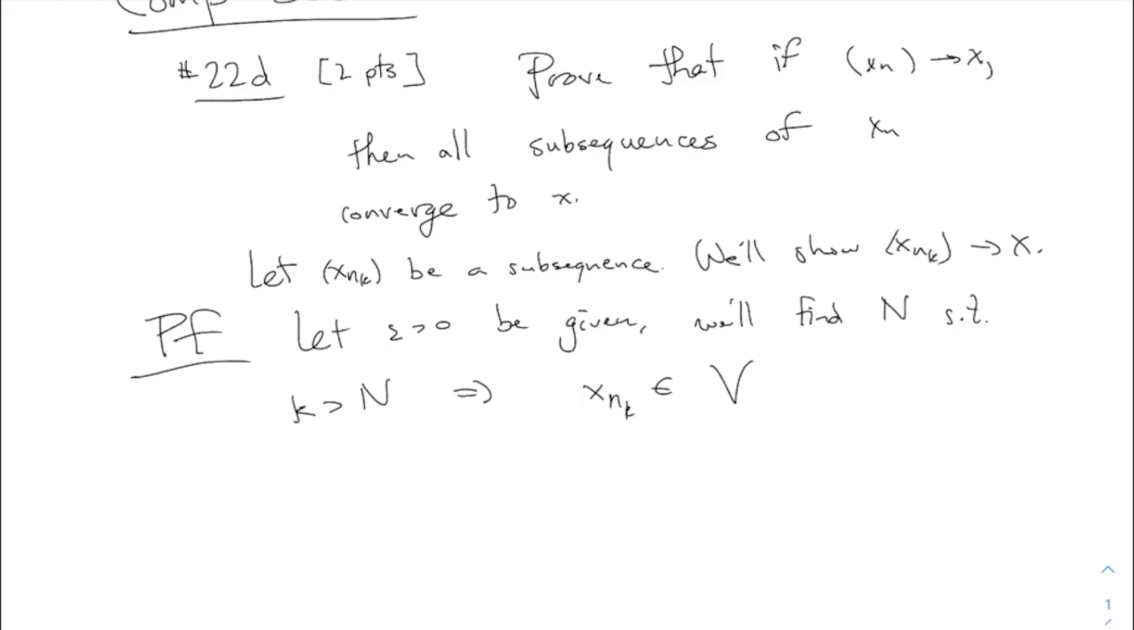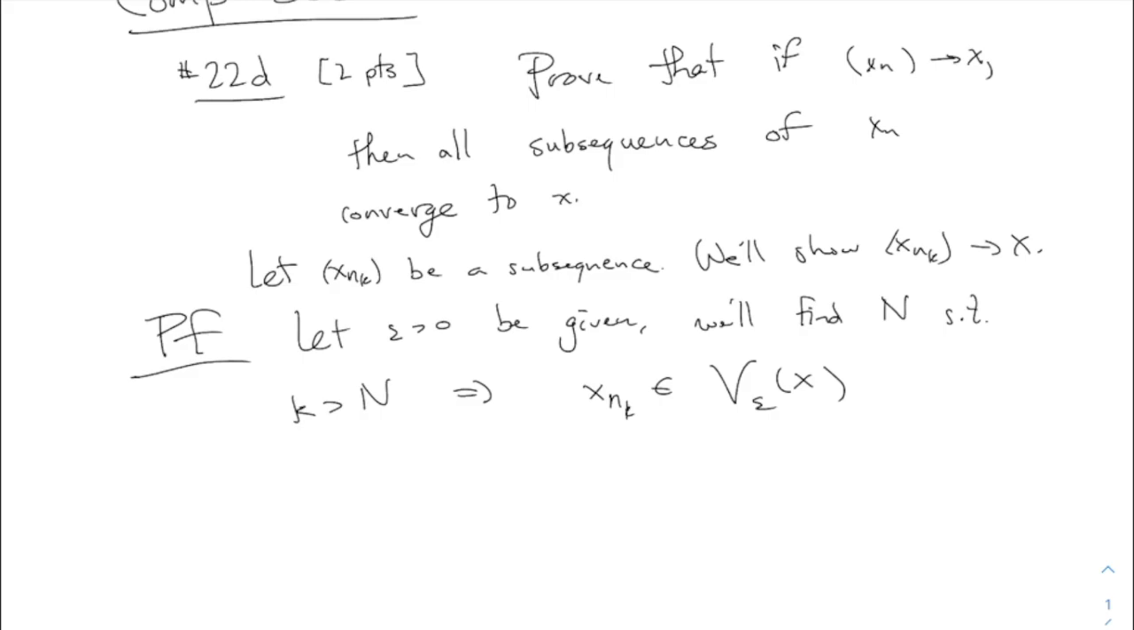And I'm gonna use the neighborhood version of this. Why I call it K is because my subsequence is x_{n_k}, where the terms of my sequence are x_{n_1}, x_{n_2}, x_{n_3}. The variable for what goes down there is K, rather than usually N, but I'm using K this time because it's a K this time, all right?